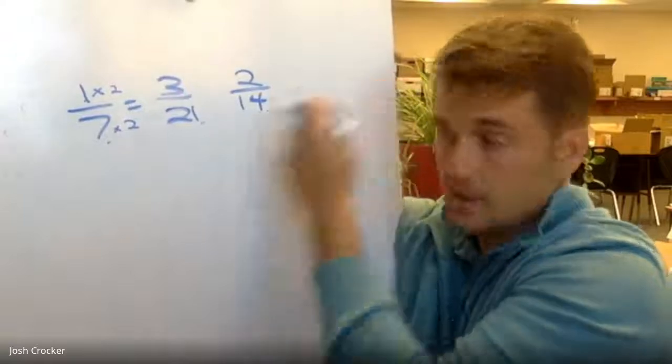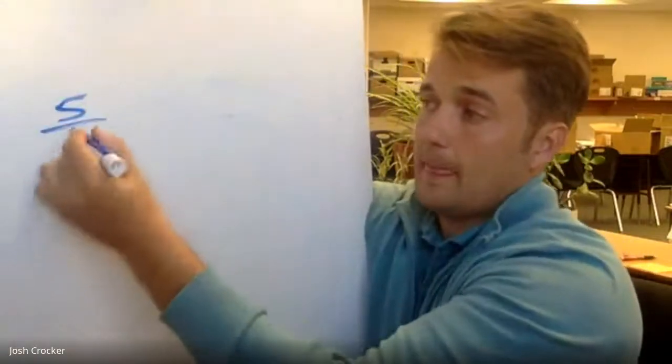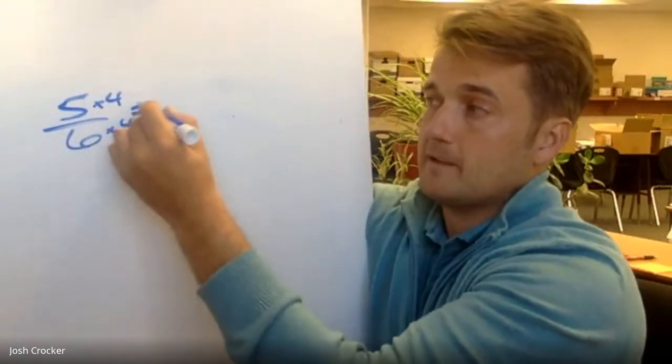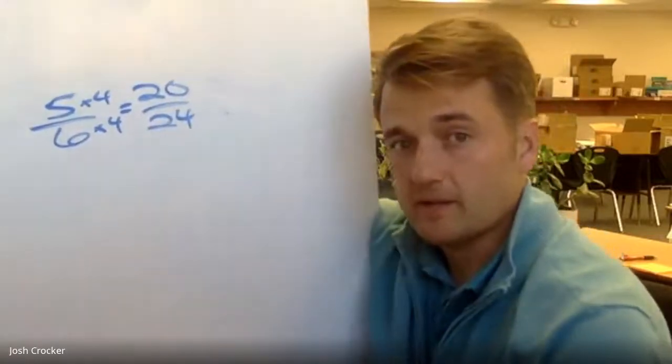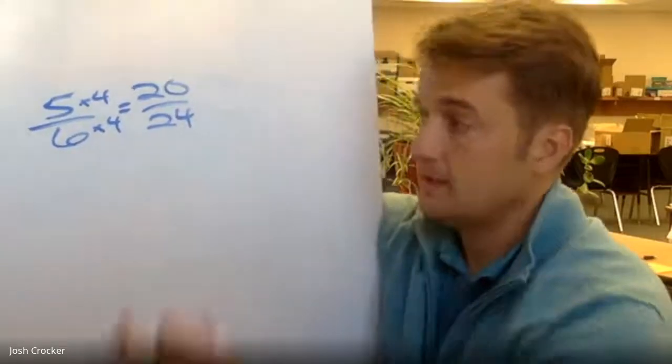So what do you do to make an equivalent fraction? You multiply the top and the bottom by the same thing. And if you do that and you multiply correctly, whatever you get will be an equivalent fraction.